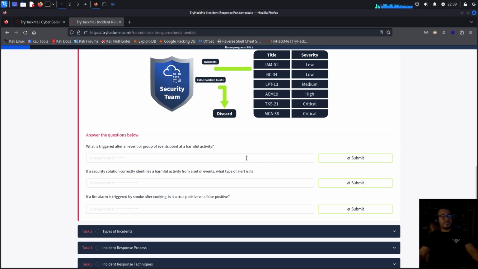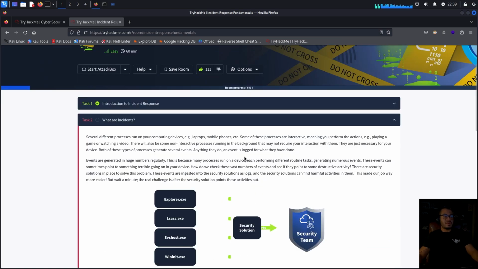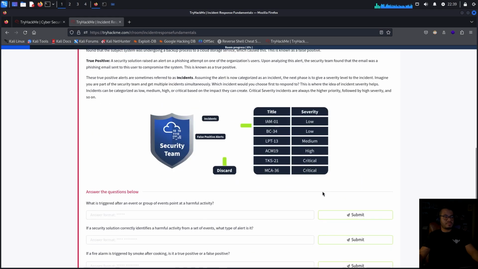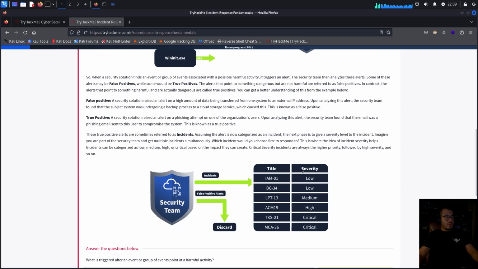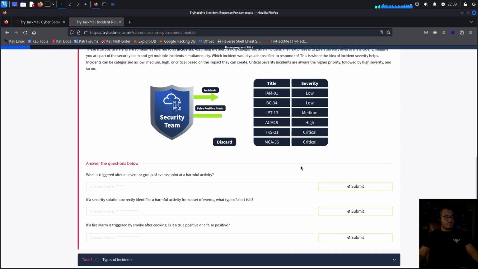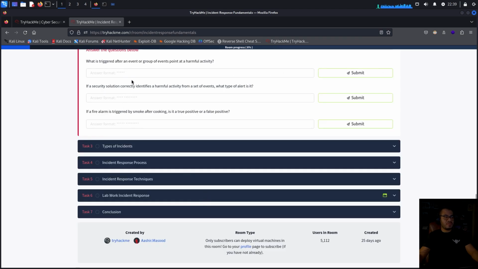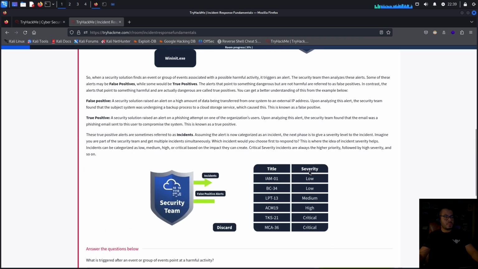So, what is triggered after an event or group of events point at a harmful activity? What is triggered is the security solution. Is that right? No, no. What is triggered after an event or group of events points at a harmful activity? An incident? Uh-uh.